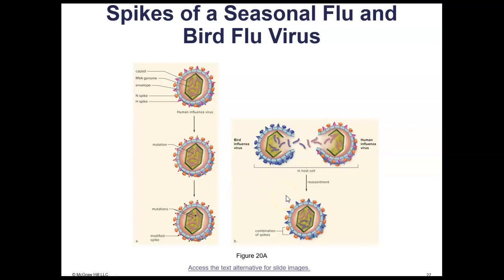Now, picture B shows you how the human flu and the bird flu virus can combine. If a host cell is infected with the human influenza virus and the bird influenza virus at the same time, both viruses are going to break down in the host cell so they can be reassorted, and the host cell is designed to produce new virus. So when it does, it will produce a combination virus. And this combination virus can infect humans a lot easier than just the bird influenza virus can. So this is how that happens.